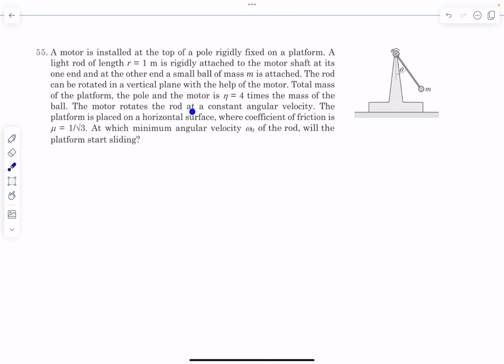The motor rotates the rod at a constant angular velocity. The platform is placed on a horizontal surface where the coefficient of friction is 1 by root 3. So we have to figure out the minimum angular velocity with which the platform will start sliding. Essentially, this rod is rotating with some angular velocity, and the pole, the motor and the platform together have a mass of 4m. So we need to figure out the minimum omega for which this structure will start sliding, meaning the friction here will become limiting. Okay, so let's discuss the problem.